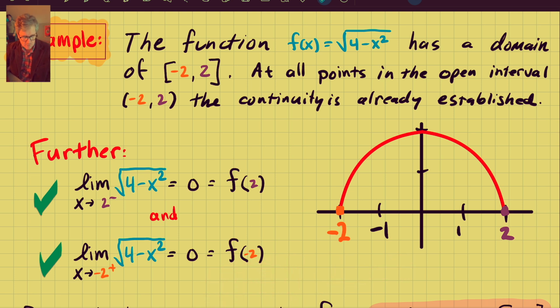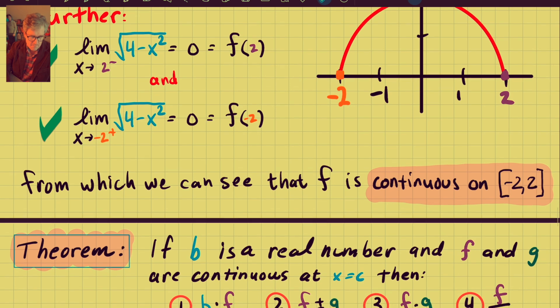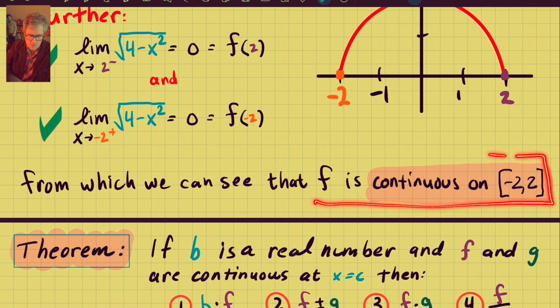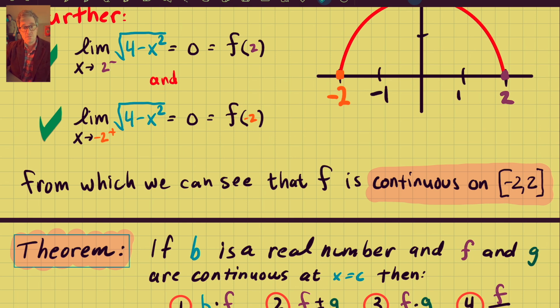Okay, and so we can see, therefore, that these two conditions are satisfied, and we have continuity on the closed interval. And so that means f is continuous on its entire domain. Perfect. Nice thing to be able to say. All right, very good. Now, what we'll do next is kind of standard boilerplate for calculus.